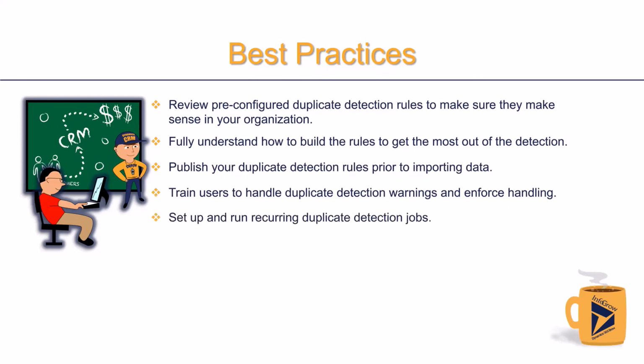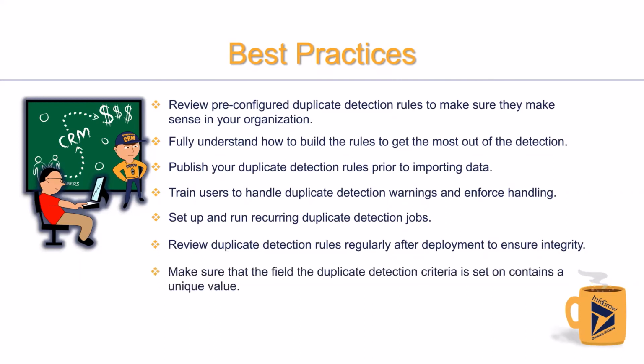Set up and run recurring duplicate detection jobs to minimize duplicates that might have slipped through the cracks in your system. Review duplicate detection rules regularly and after deployment to ensure integrity. And lastly, make sure that the field the duplicate detection criteria is set on has unique values. For example, contacts with the same email address, accounts with the same address, or accounts with the same account name.